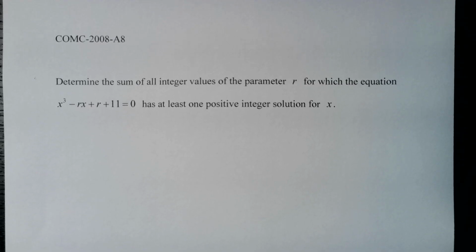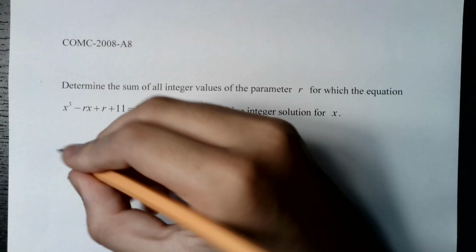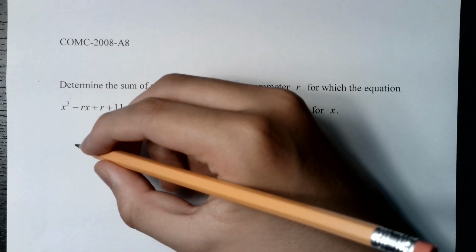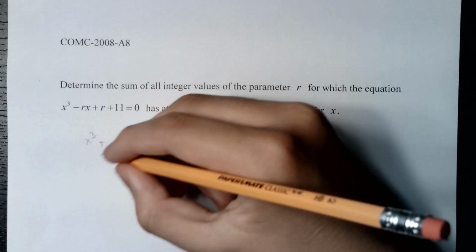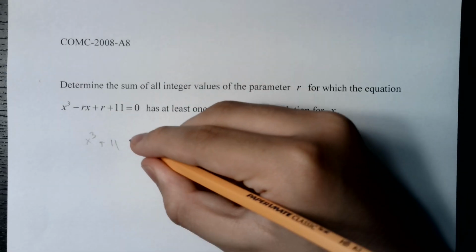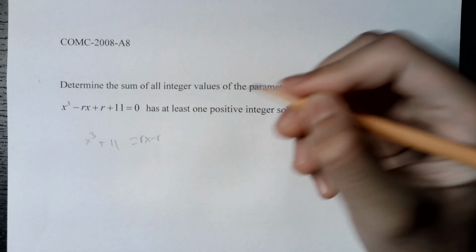Determine the sum of all integer values of the parameter r, for which the equation x^3 - rx + r + 11 = 0 holds. To start, let's move all the terms that contain r to one side and everything else to the other side. So this becomes x^3 + 11 = rx - r.